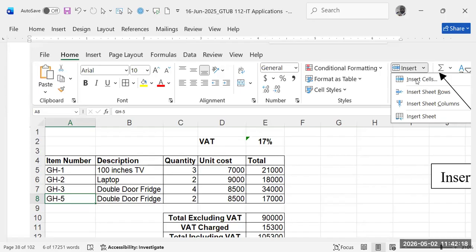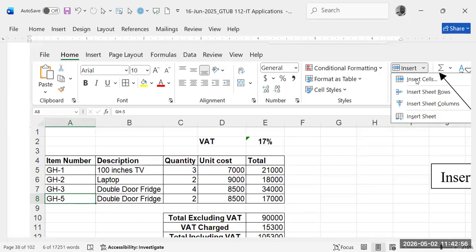So formula for E6, that would be C6 times D6. Good. Give us the formula for E10. C10 times D10. No, I said E10. Formula for E10. It'll be the same, C10 times D10. No, it's not the same.